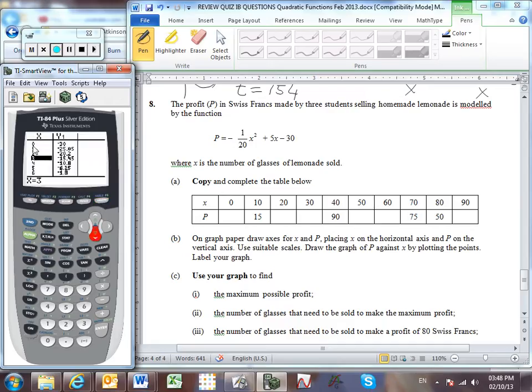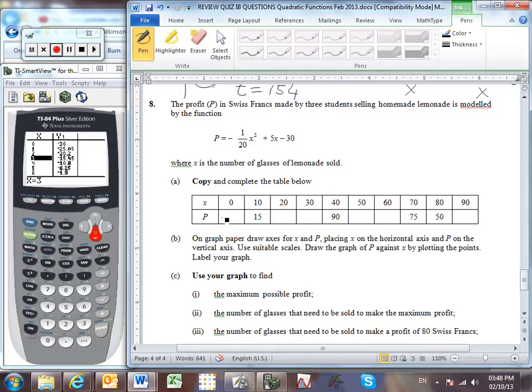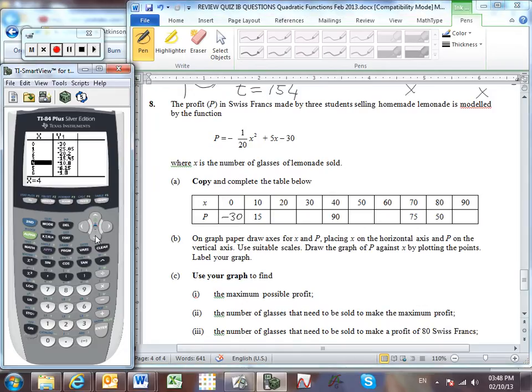So what am I at when x is 0? Well, my y value is at negative 30. What happens when x is 10? Scrolling down, I can see that when x is 10, my y value is 15. Of course, this was already given to me.